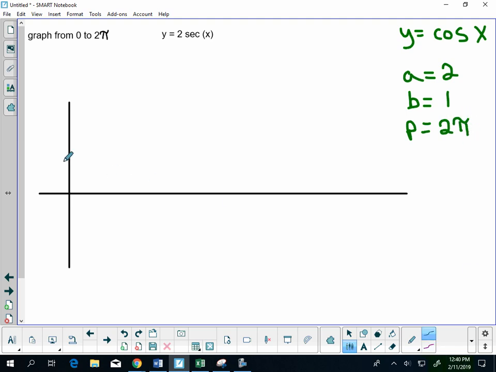So let's go ahead and get those hash marks. Go up 2, go down 2. From 0 to 2 pi. Remember on those hash marks, whatever your period is, you're dividing that into fourths. So 1/4 times your period, 1/2 times your period, 3/4 times your period. And this time, it's going to go max, 0, min, 0, max.